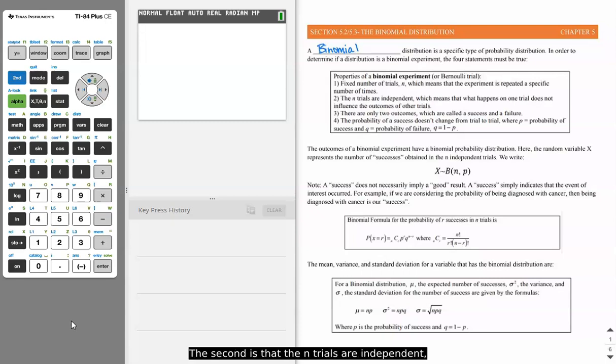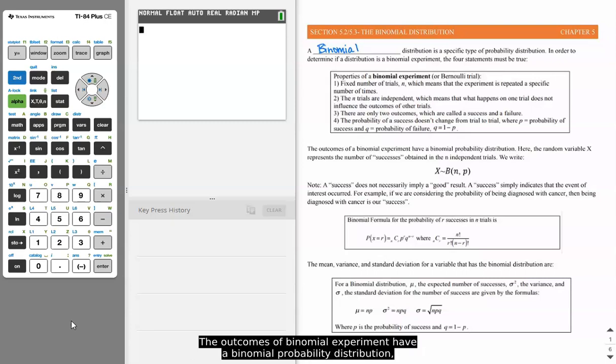The second is that the n trials are independent, which means that what happens on one trial does not influence the outcome of other trials. So if they're dependent, it could not be a binomial distribution. Third thing is that there are only two outcomes, which are called a success and a failure. So if we think, right, it either happened or it didn't. And four is that the probability of a success doesn't change from trial to trial, where p is equal to the probability of success and q is the probability of failure. So if you know one, you can find the other one very easily because they're complements of each other.